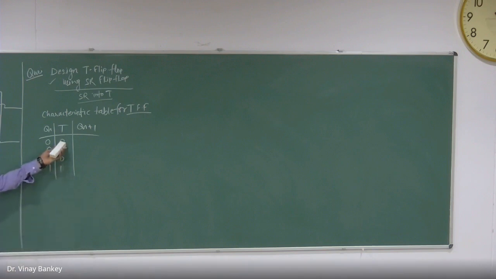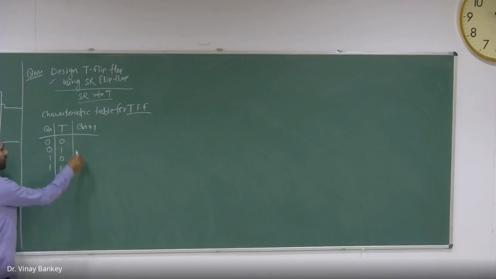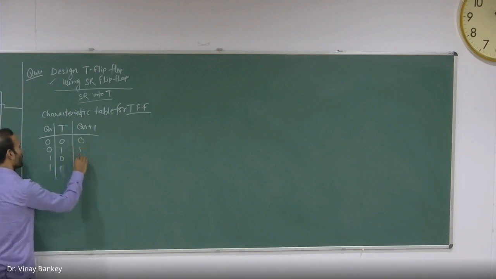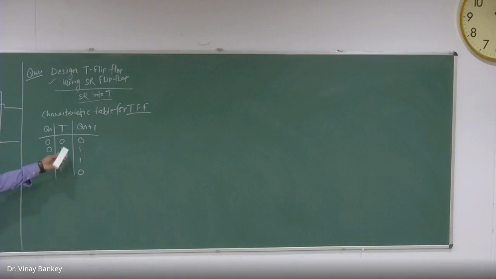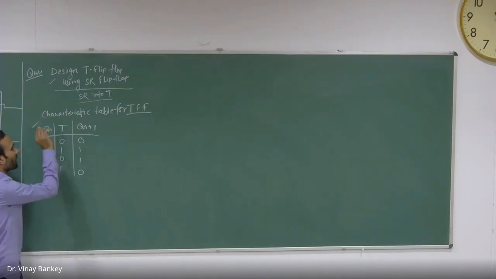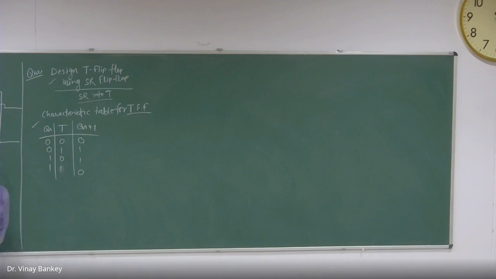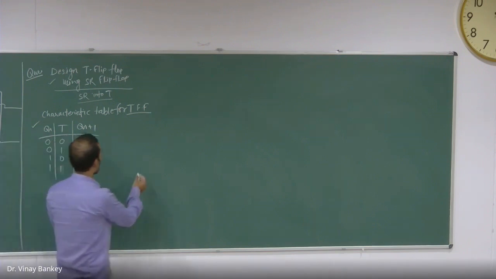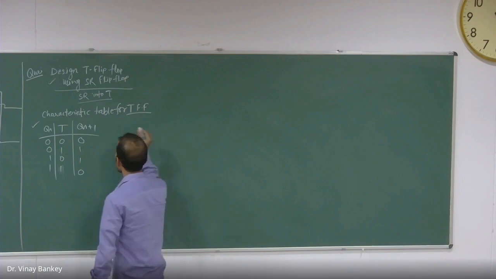If the input of the T flip-flop is 0, this is the memory state. So what will it be? Either you can remember it this way: Qn plus 1 for the T flip-flop is the XOR operation between T and the previous one, that is Qn. Yes, it is an XOR operation. So we have completed our characteristic table here. The next stage is what? Write the excitation table.